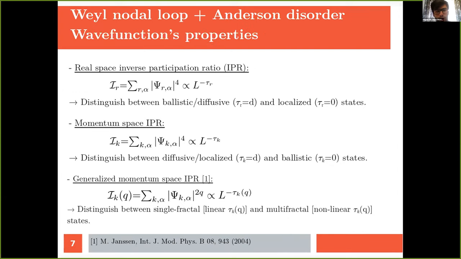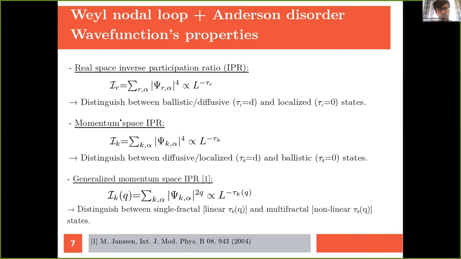Now we move to the wave function properties, which are perhaps the most important results. But before showing you the results slide, let me define these quantities that will be important. So let me start with the real space inverse participation ratio that you are probably familiar with, in which we just sum the absolute value of the real space amplitudes of the wave function to the fourth. And this quantity should scale with some power of the linear system size. And based on this scaling, we can distinguish between ballistic or diffusive states for which this exponent should be the system dimension, or localized states for which there should be no scaling at all because the wave function is localized in real space.